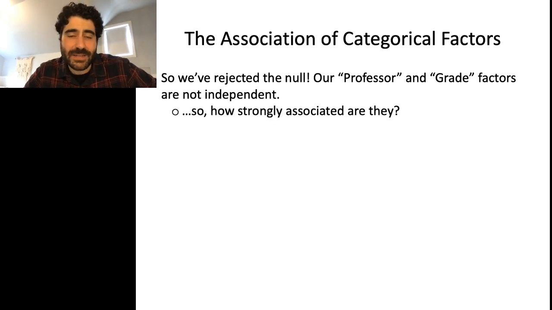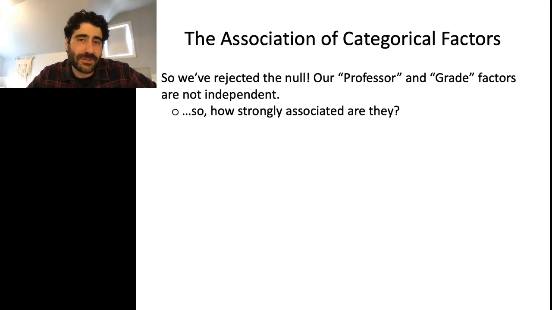But it doesn't tell us anything about how strong that association actually is, right? It tells us that we think professor and grade are not independent from each other, but it doesn't tell us whether there's actually a strong association. Maybe there is a very tiny difference in the way different professors grade, but it's not a meaningful difference. It's statistically significant, meaning we can detect that it's different from the null, but you wouldn't actually make any decisions in your life based on it.